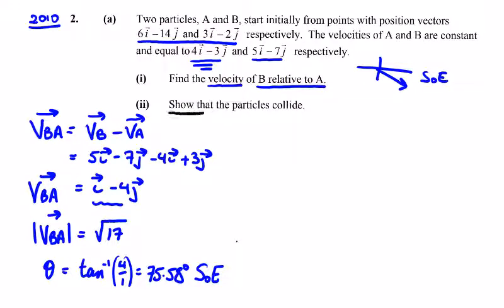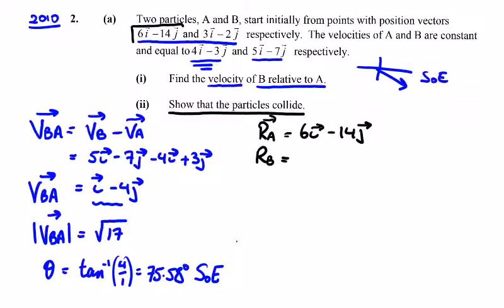In part 2, show that they collide. So for them to collide, we have to show that their relative positions, so the relative position of A is this 6i minus 14j. So we have to show that the relative position of A relative to B is going to be a constant times the relative velocity of A relative to B, or B relative to A.